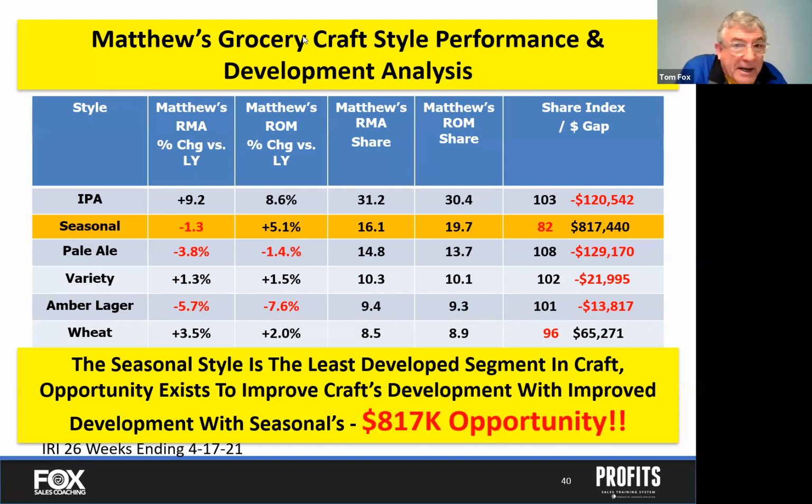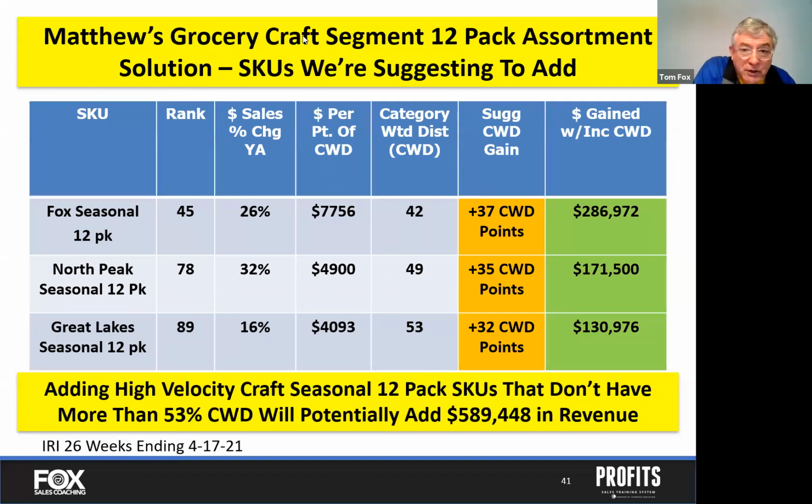Then guess what my solution is going to include? So now what you're looking at is an assortment solution of select seasonal SKUs that all have significant velocity that we can bring to the table, and they don't have great distribution.